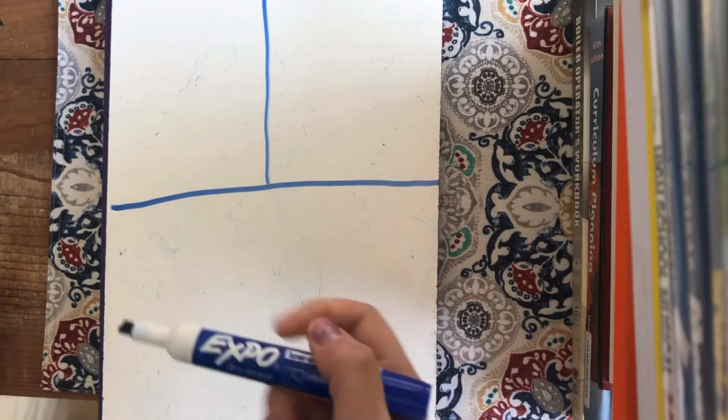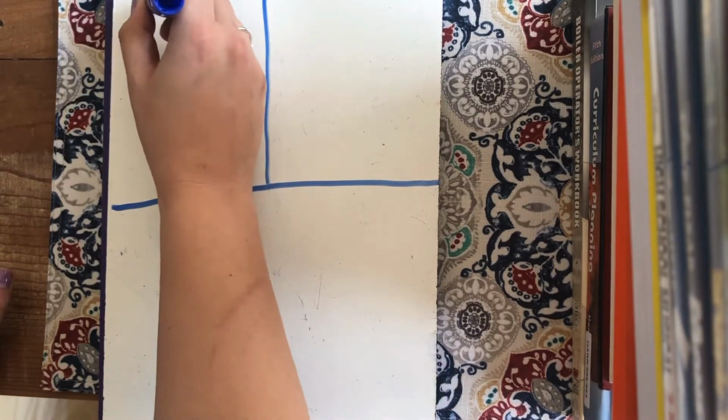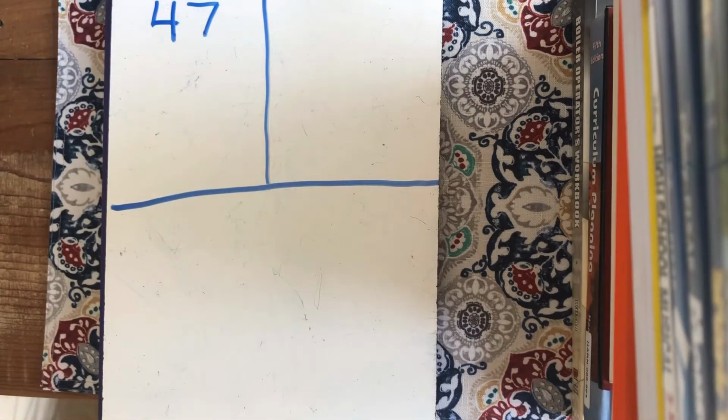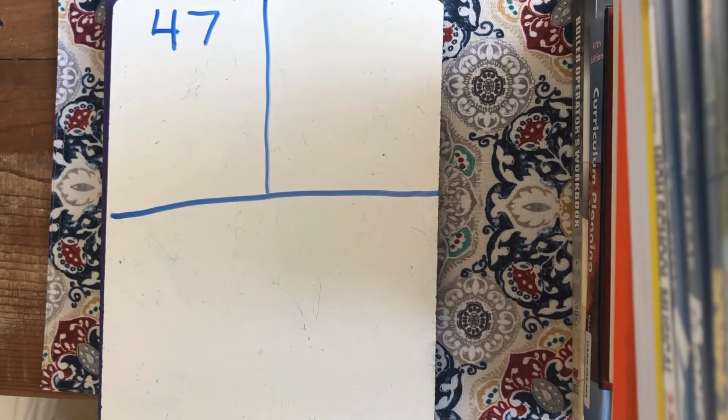Our number today is going to be in the 40s, and it's going to be 47. So if you are writing, I'm going to give you time to write that. Again, our number is 47. We are going to break 47 into tens and ones, so understanding the place value.